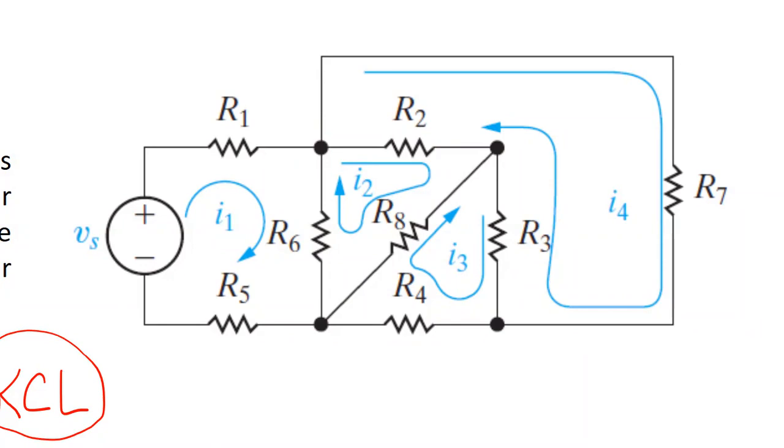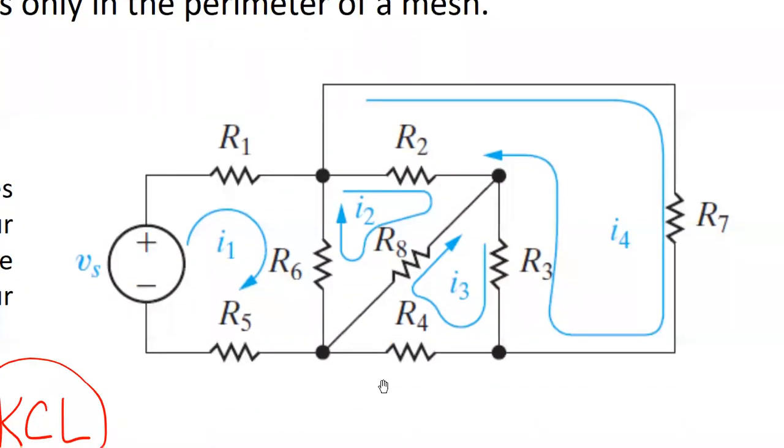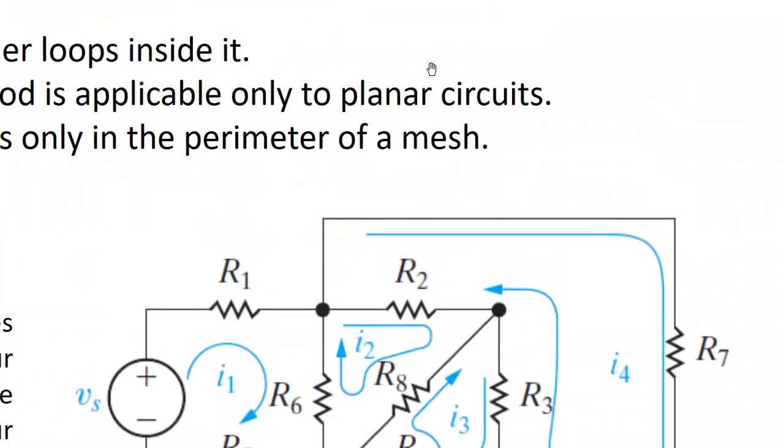A network is the interconnection of two or more simple circuit elements, while a circuit is a network that has at least one closed path. So this is a network and at the same time it is a circuit.